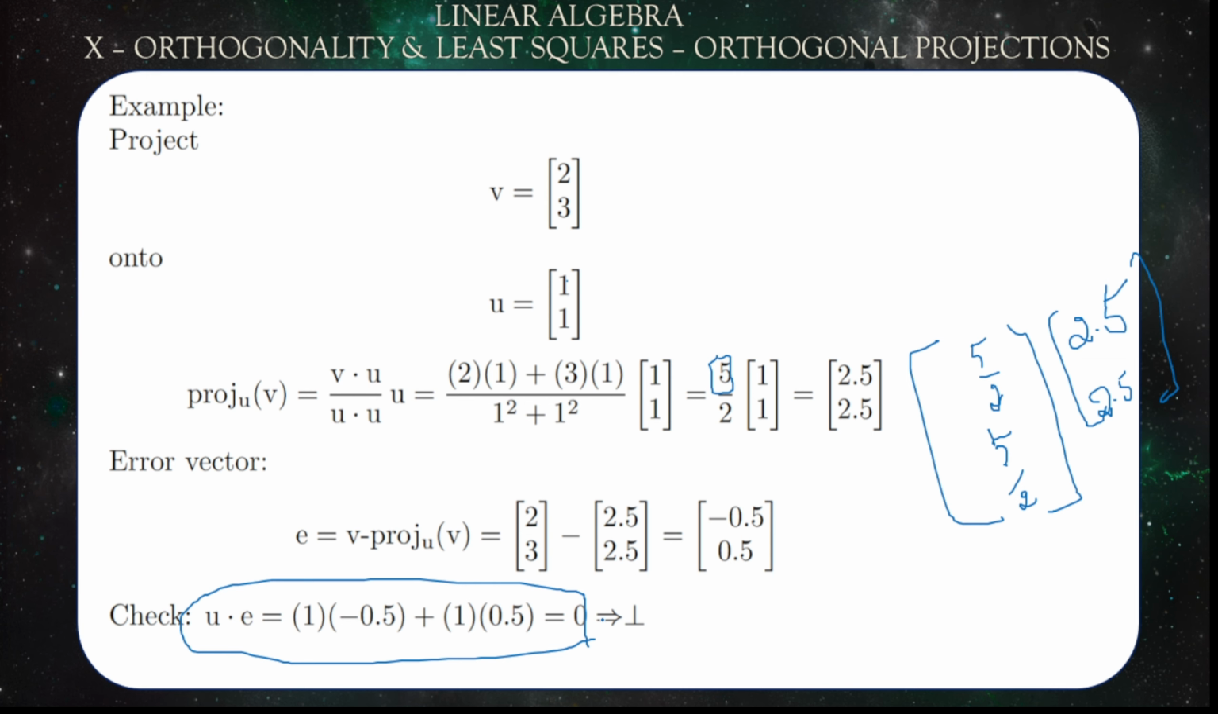This means that in fact the error is 90-degree orthogonal to the u vector. Again, as a reminder, it is the projection of v against u. So when we get the dot product between the u vector and the error vector, we should obtain 0, which confirms that it is orthogonal.